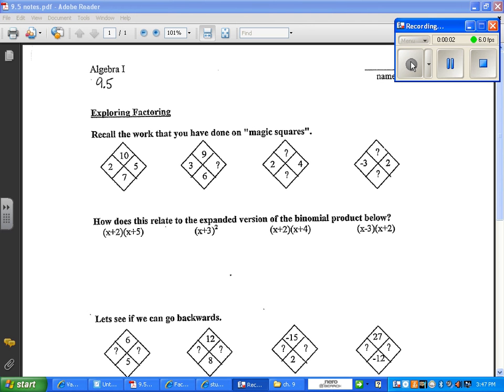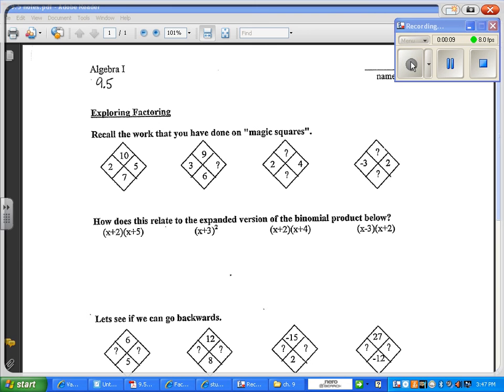Alright, you need to take notes while I go through this 9-5 with you, and it can be paused at any time if you're not able to keep up. Now the concept today in 9-5 is exploring factoring, and factoring is the reverse of FOIL. And you've been doing FOIL for sections 9-2 and 9-3.